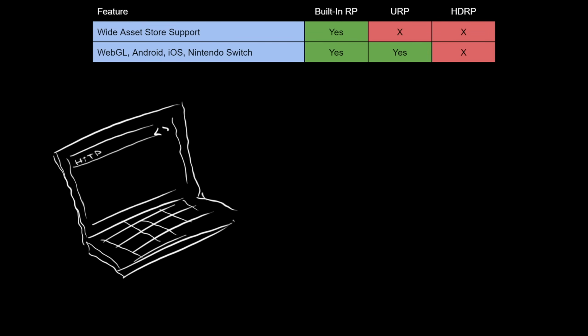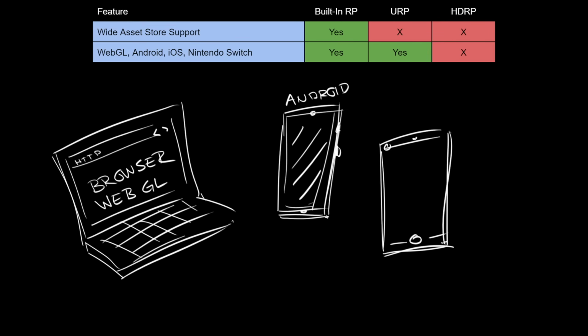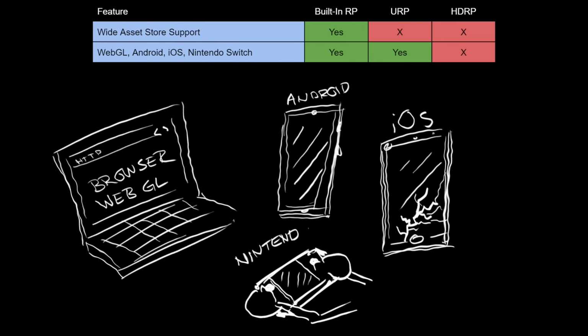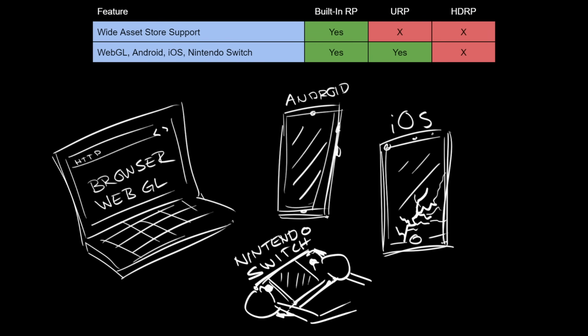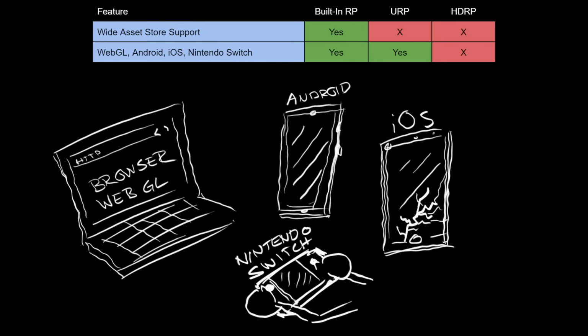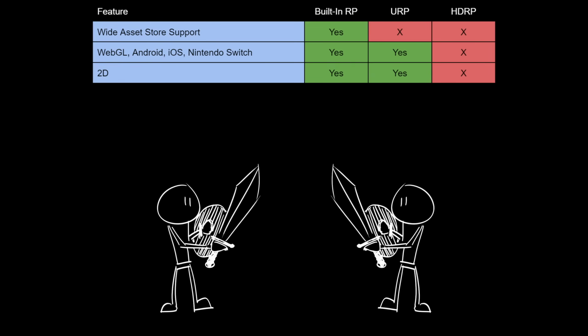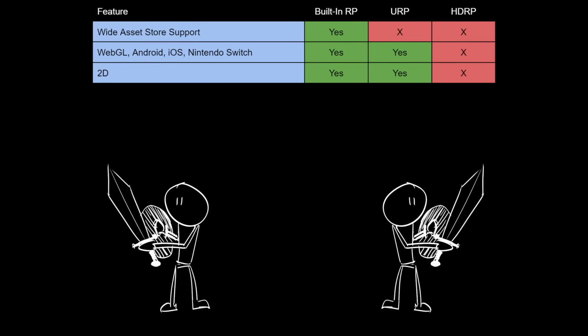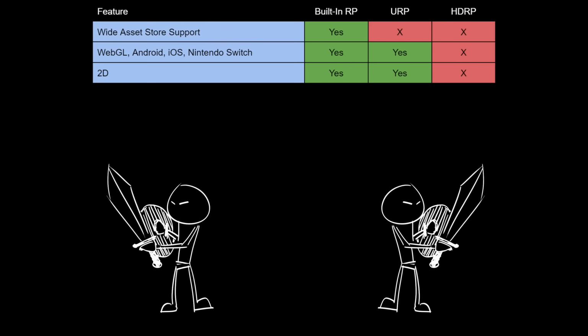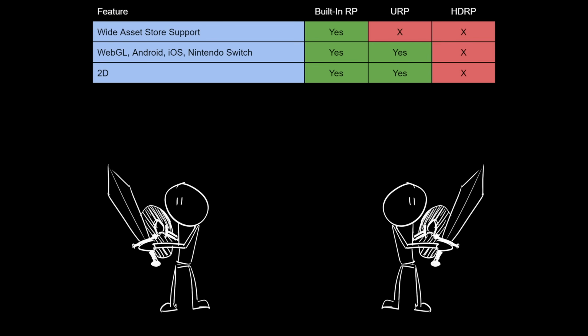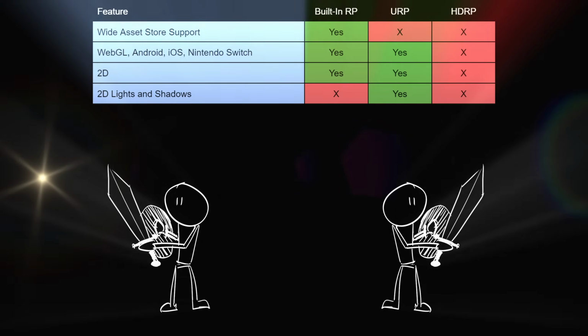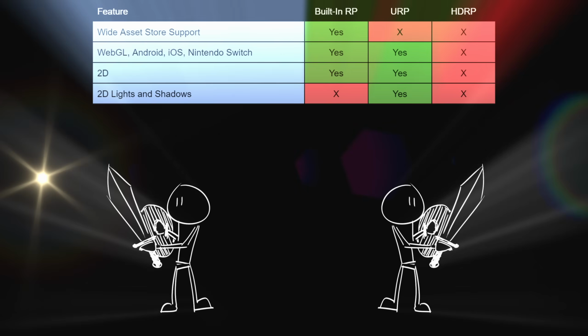If you're going to make a WebGL game or a mobile game for Android or iOS or the Nintendo Switch, for example, then you cannot use the HDRP, so you should choose the built-in or the URP. If you're going to make a 2D game, again, do not choose the HDRP because it's not supported. You have to go with the built-in pipeline or URP. And to narrow it down a little bit further, you should pick the universal render pipeline if you want to have 2D lights and shadows.